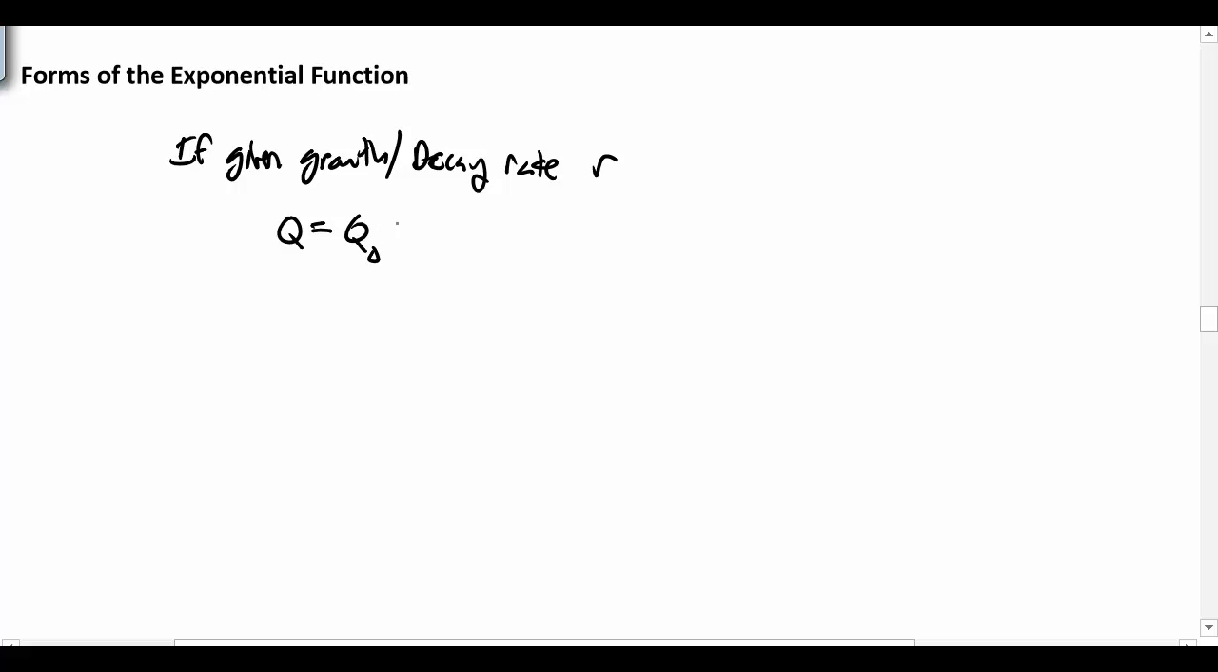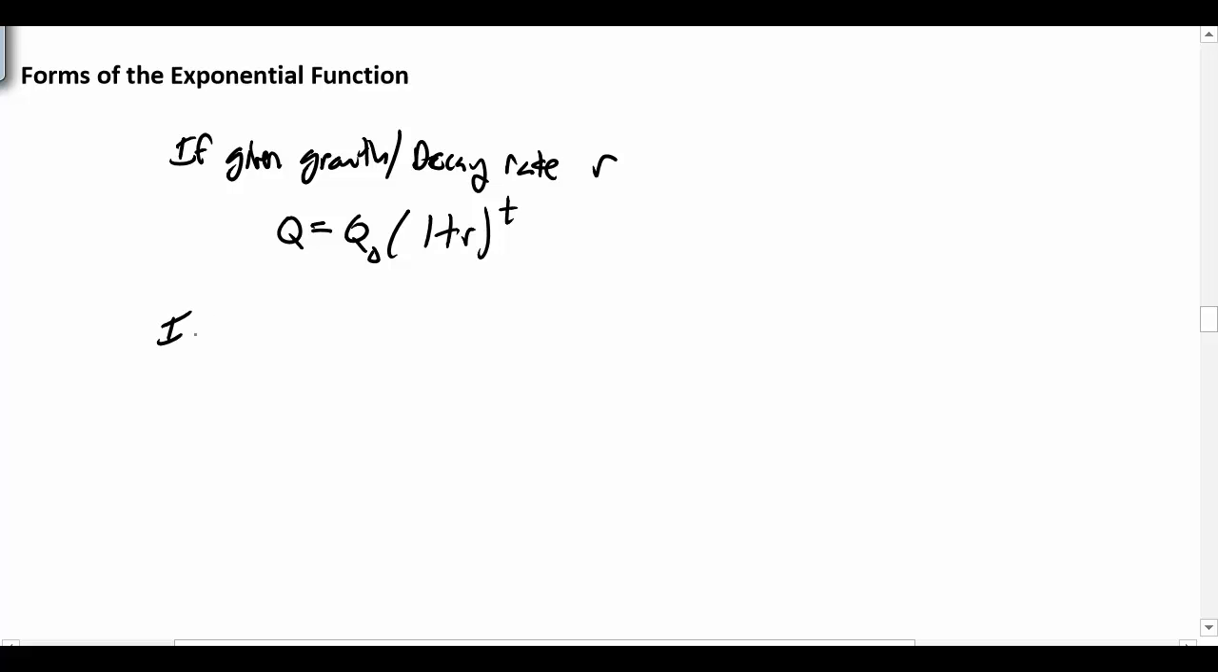Okay, exponential functions come in a couple of different forms. So we've seen a few of these in the past couple of sections, so I just want to go back and remind us. If, for example, we are given a growth or decay rate, R, then we want to use this form. So Q equals Q naught times 1 plus R to the T.